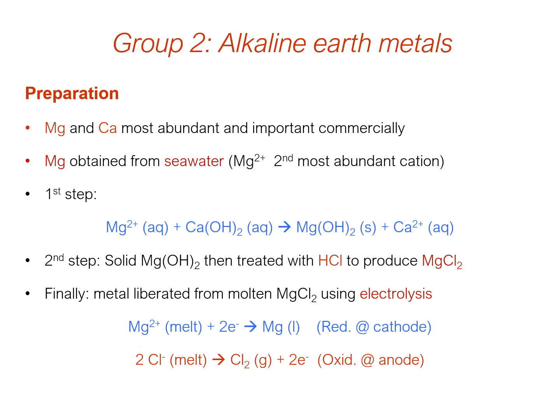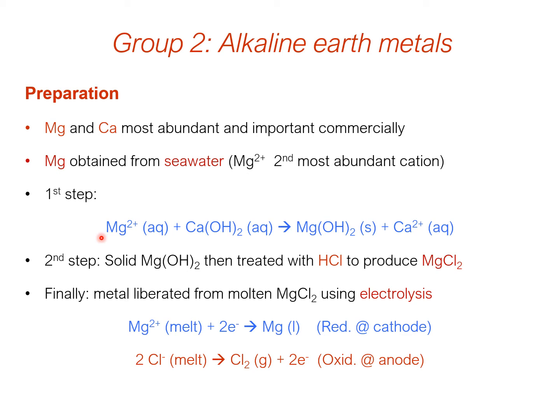So for the alkaline earth metals, we're going to be mainly looking at magnesium, and calcium on the next page as well. Magnesium and calcium are the most abundant and most commercially important metals in group 2. Both of these are in the top 10 most abundant metal elements in the Earth's crust as well, so there are a lot of them. The magnesium we obtain from seawater, so Mg2+ is the second most abundant cation, after sodium from the sodium chloride. But it's got a couple of steps first.